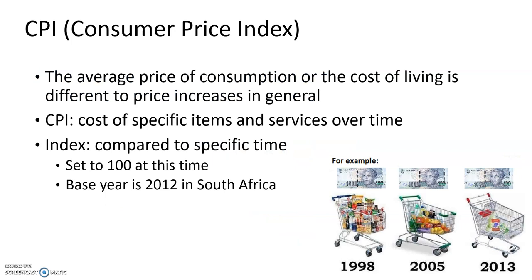CPI or Consumer Price Index. The average price of consumption or the cost of living is different to price increases in general. CPI gives the cost of specific items and services over time. The CPI is an index. It is set equal to 100 in the period chosen as the base period.